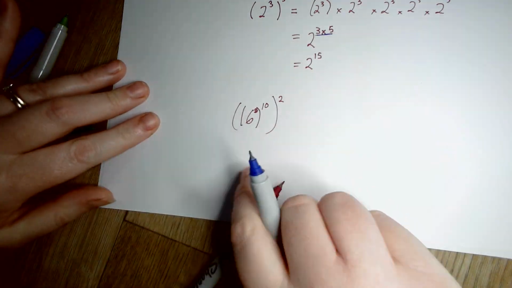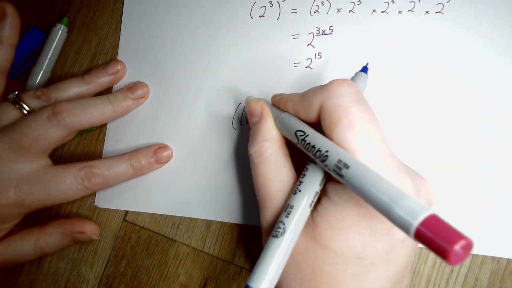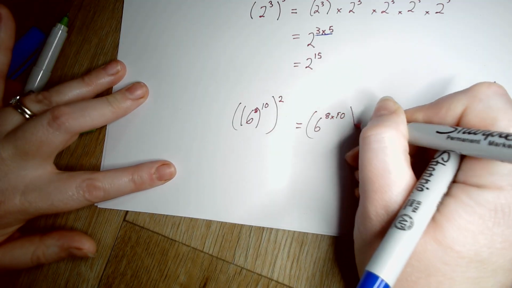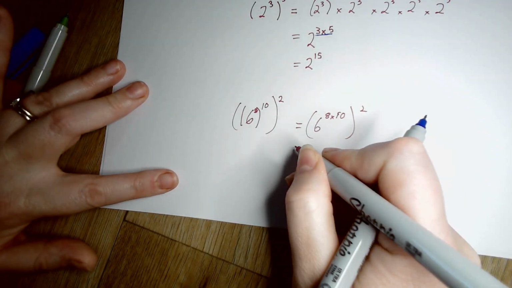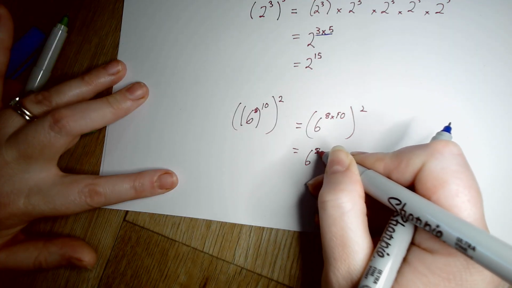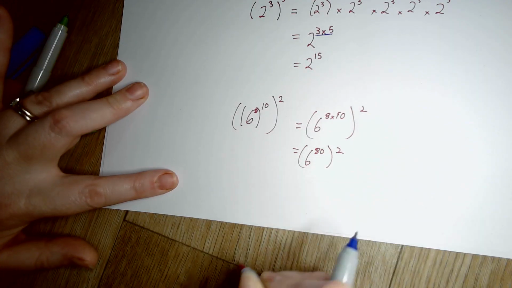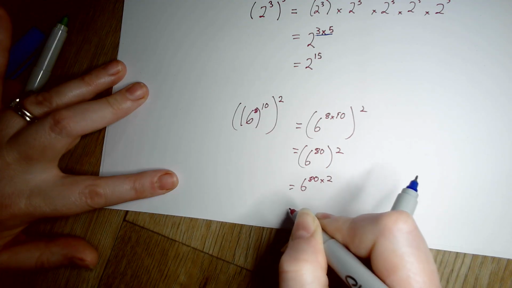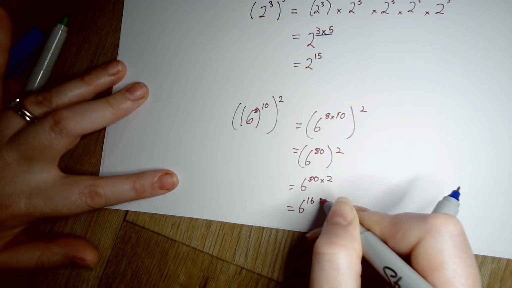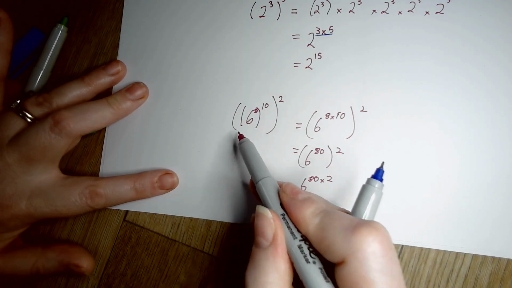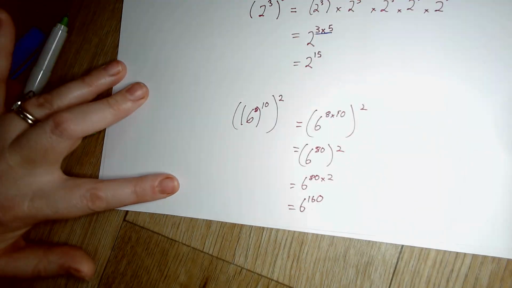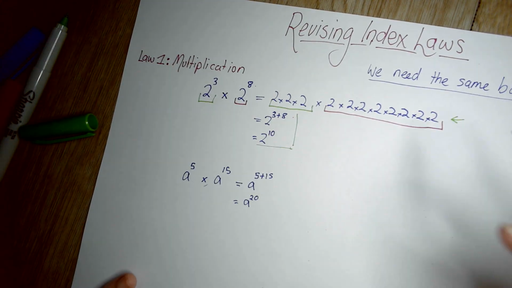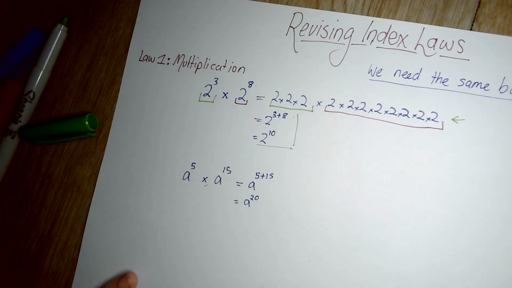And so if we were to expand that out, we'd just start with our inside one first. So we'd go 6 to the power of 8 times 10. And then that whole thing's going to get raised to 2, which would be 6 to the power of 80 squared. And then again, we have to go 6 to the power of 80 times 2, or 6 to the power of 160. So remember, when there's brackets involved, we're multiplying. Whereas when we've just got multiplication, there's no brackets involved, that's when we add together.